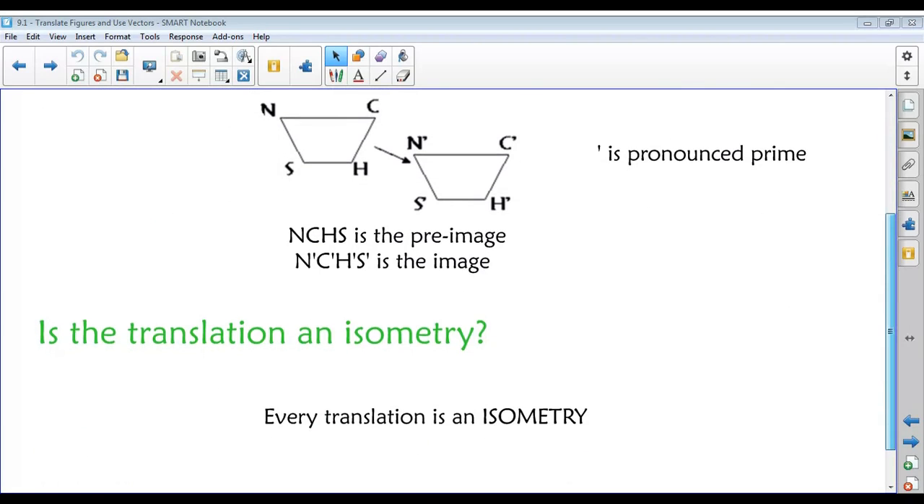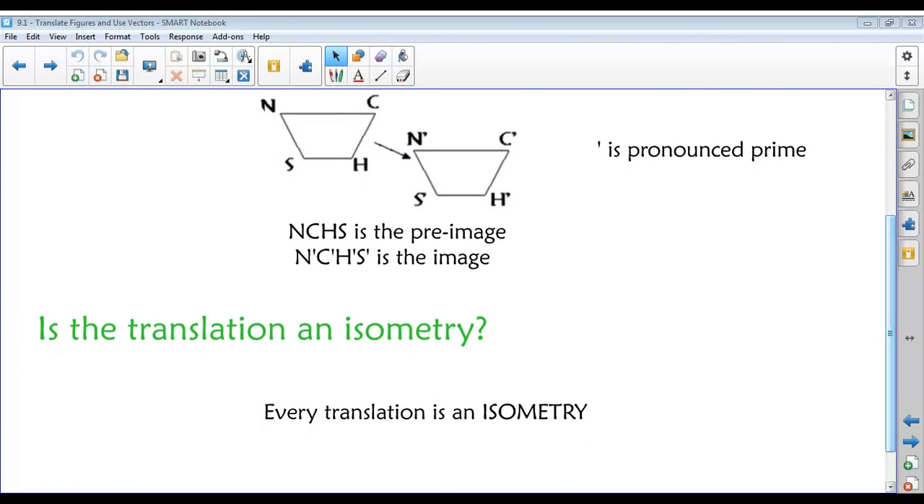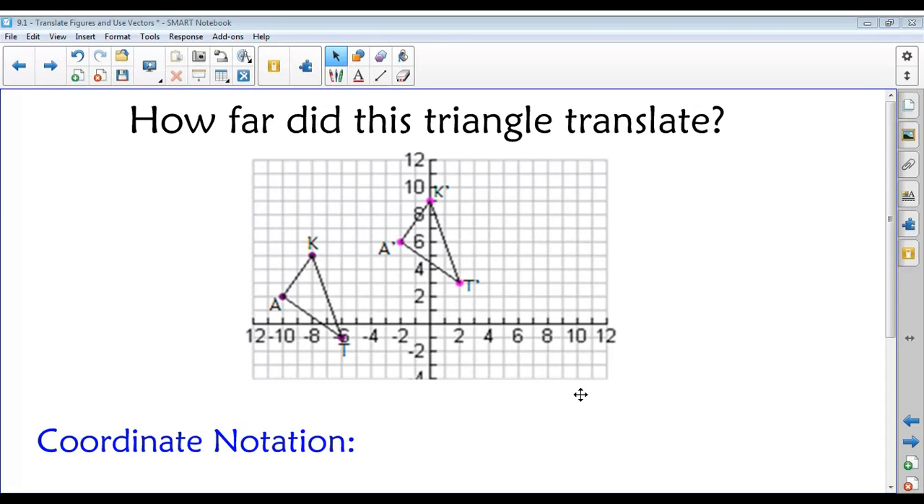Question: is a translation an isometry? And yes, clearly if I translate an image, it's not changing the size or shape of it. Actually, all 3 of the things that we've looked at so far are isometries. They're not changing the size or shape whatsoever. Okay, so now we're going to look at 2 different ways that you can record translations, or 2 different notations for keeping track of them, you could say.